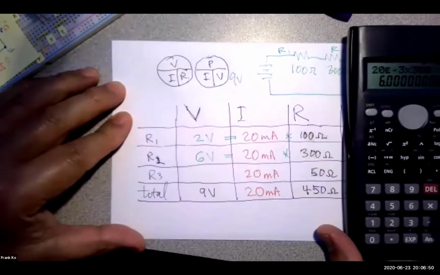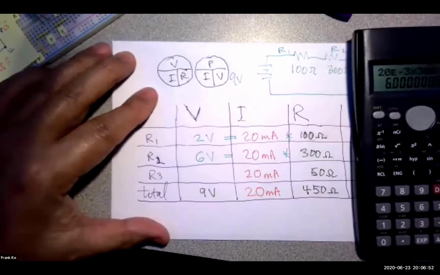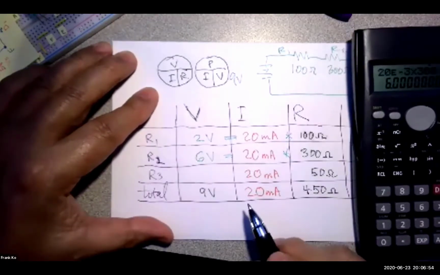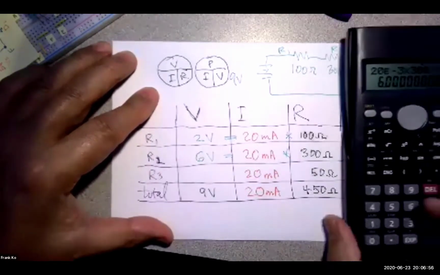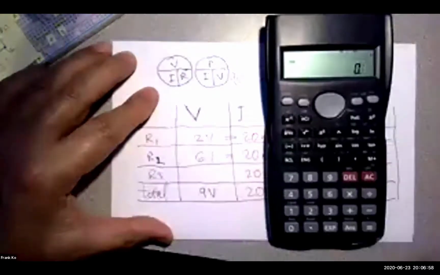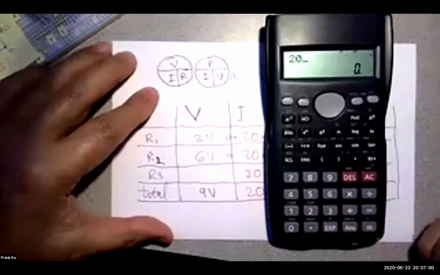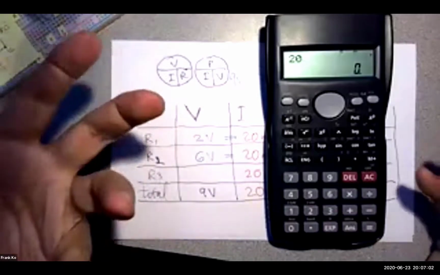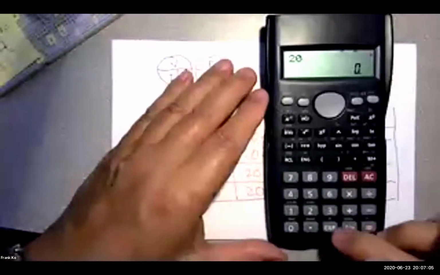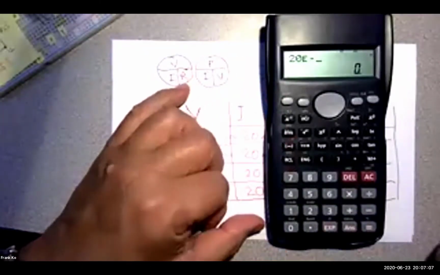And the last one here, let's calculate 20 milli times 50 ohms. So I will clear, and again, I will do this as 20 milli is some power of 10, so exponent -3.